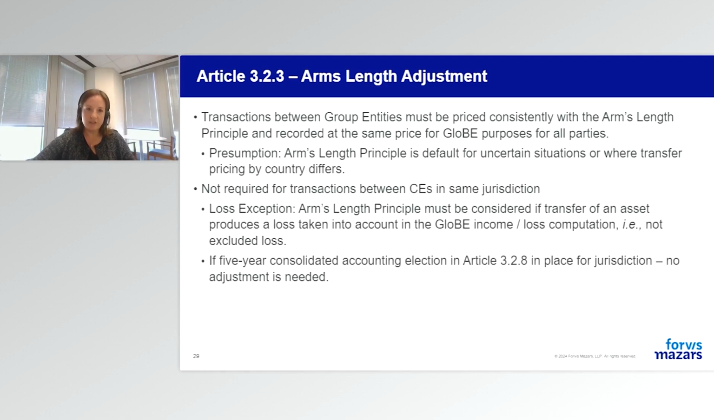So if there's a transaction between constituent entities located in different jurisdictions that's not recorded at the same price on both constituent entities' financials, or it's not consistent with the arm's length principle, then it must be adjusted for in your GloBE calculation. This doesn't apply to constituent entities to the extent they're located in the same jurisdiction, so you wouldn't have to make an adjustment in that case. And it also doesn't apply to losses if they're not included in the computation of GloBE income or loss.